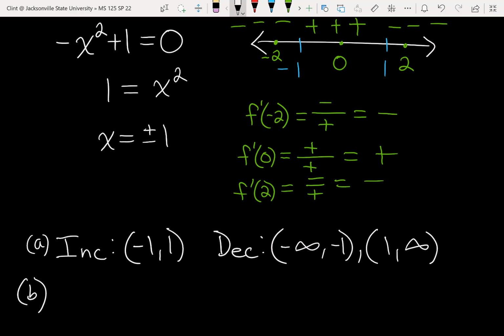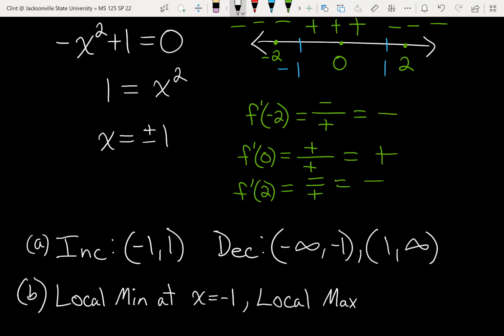Part B. So we got 2 sign changes. We got from negative to positive at -1, so that is a min or max? Min. So local min at x equals -1. And the other one will go from positive to negative, so local max at x equals 1.